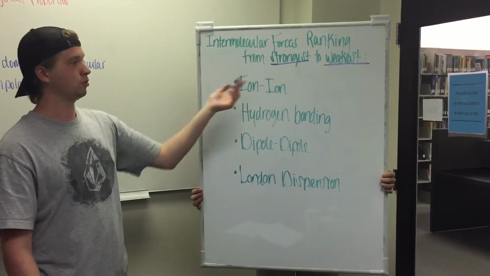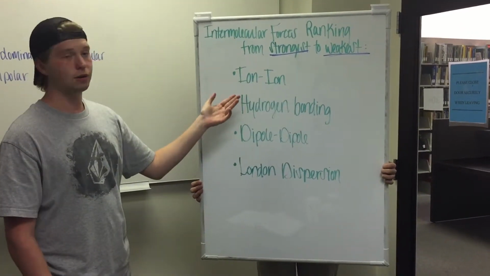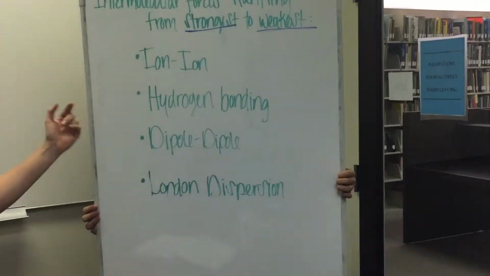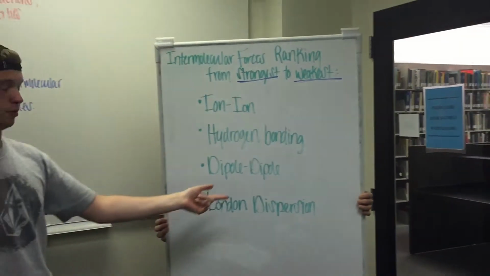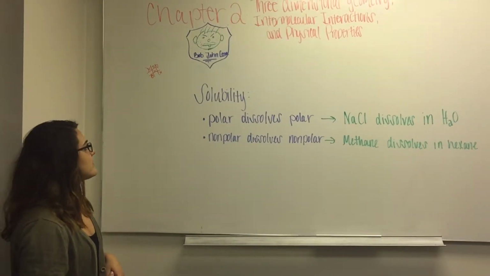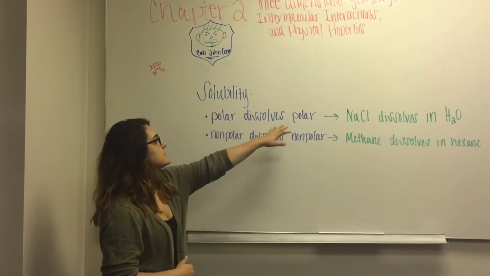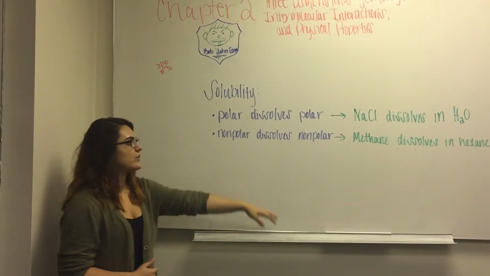These are the bonds in order from strongest to weakest. Our strongest is ion-ion, the second is hydrogen bonding, third is dipole-dipole, and last is London dispersion forces. We're going to talk about solubility. An easier way to remember is polar dissolves in polar and nonpolar dissolves in nonpolar.